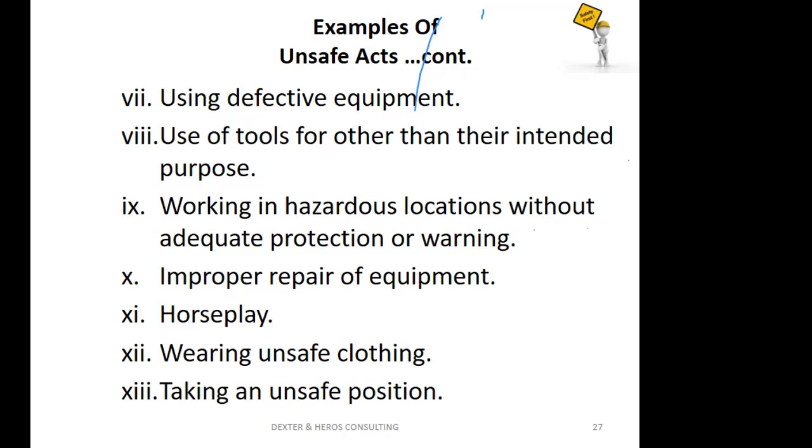Wearing unsafe clothing, you're operating a machine and you're putting on tie. It's an unsafe act too, because machines have many rotary points and you don't know which of them can pick it. The same thing applies to us ladies. You're operating a machine, you're wearing long hair. We're not saying don't do long hair, but at that point, you need to pack it and cover it.